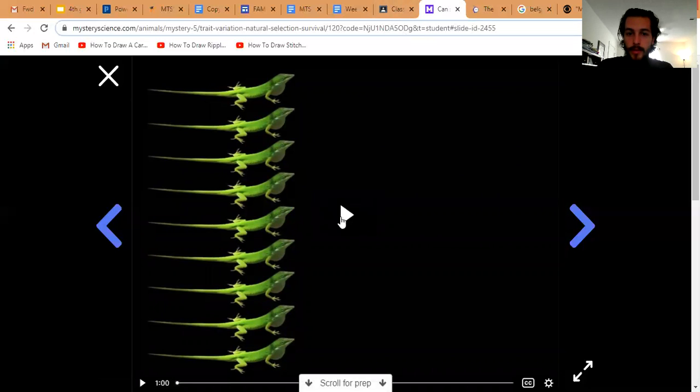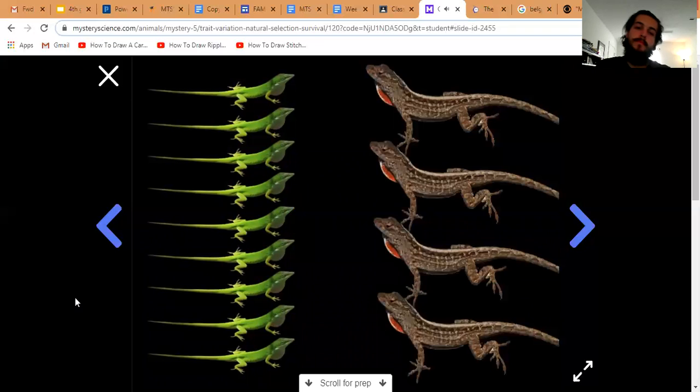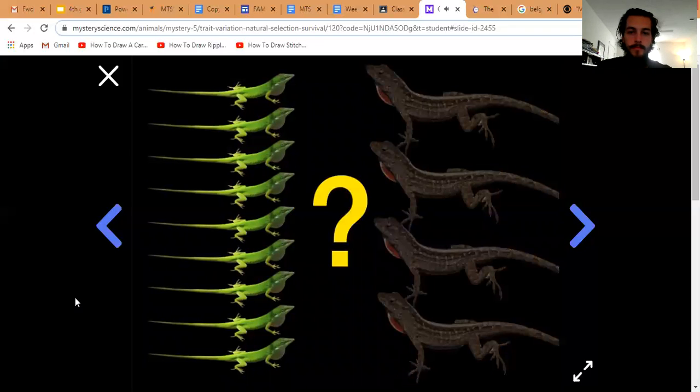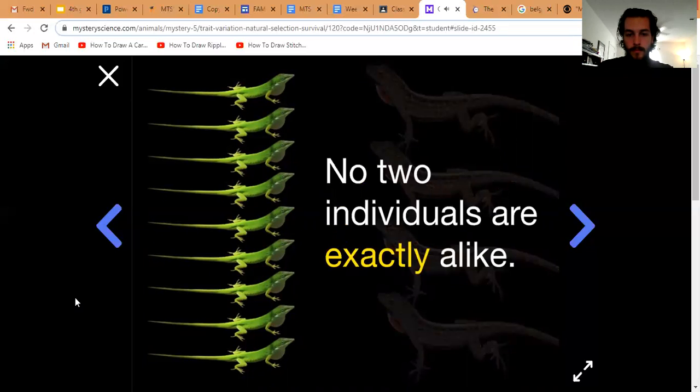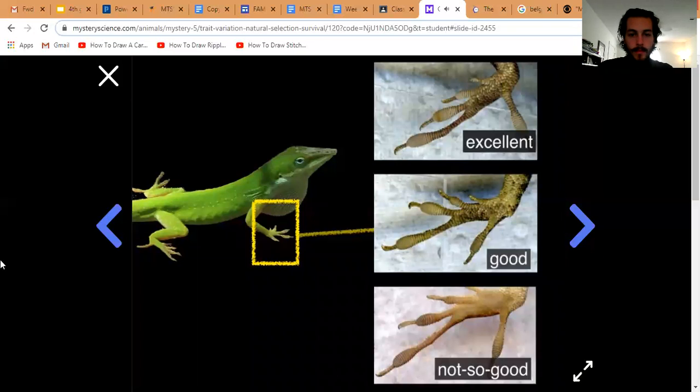What do you think happened to the green anoles once the brown anoles arrived? You're going to try to figure out the answer to this question yourself. You know an important clue already. Remember this idea? No two individuals are exactly alike. So not all green anoles have the exact same number of sticky toe scales. That means even though all green anoles can climb up into the trees, some green anoles are better climbers than others. Because some green anoles have more sticky toe scales than others.